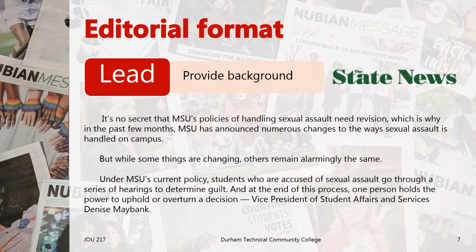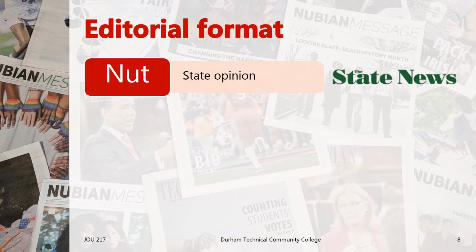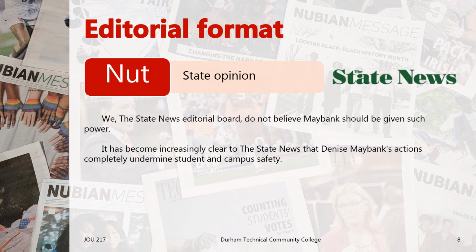Here, the newspaper starts the editorial with background information about Michigan State University's policy on handling sexual assault, and how one person, Vice President of Student Affairs and Services Denise Maybank, holds the power to uphold or overturn the decision. The nut graph is where the editorial states its opinion. And does it ever, asserting the university's policy that allows one person such power and her use, or rather misuse of it, quote, "completely undermines student and campus safety."